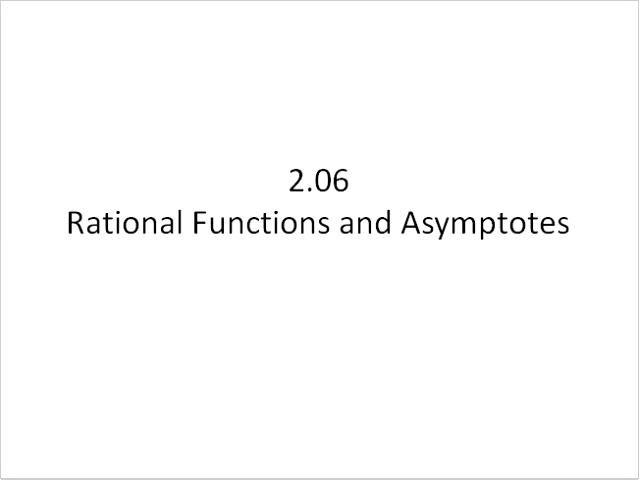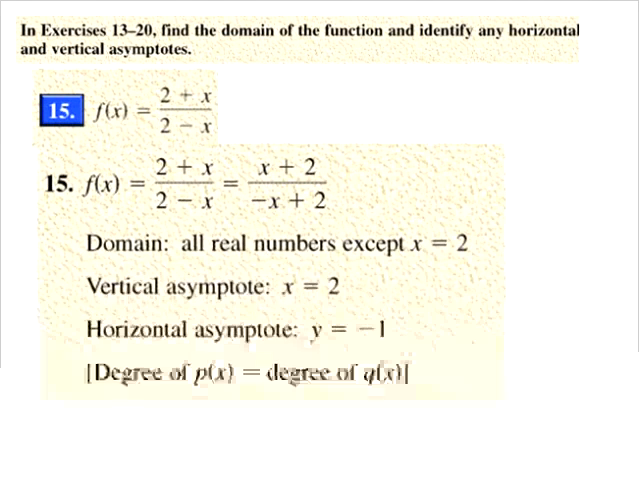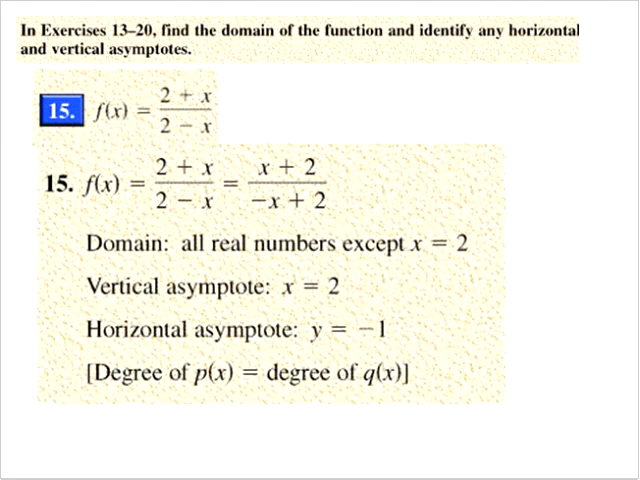This recording is to help you with lesson 2.06, rational functions and asymptotes. Alright, the first thing we're going to start with is finding the domain of the function and then identifying any horizontal and vertical asymptotes. Alright, to start, let's find the domain.